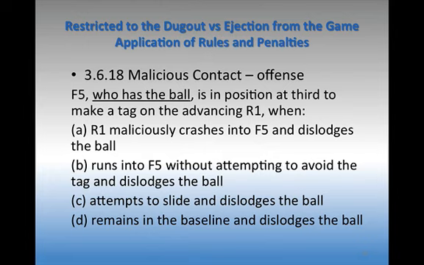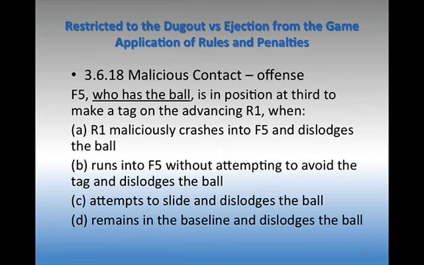Malicious contact, offense. F5, remember this is a fielder, who has the ball, is in a position at third to make a tag on the advancing R1 when A, R1 maliciously crashes into F5 and dislodges the ball, or B, runs into F5 without attempting to avoid the tag and dislodges the ball, C, attempts to slide and dislodges the ball, or D, remains in the baseline and dislodges the ball. Here's 4 situations. What do you do in each?